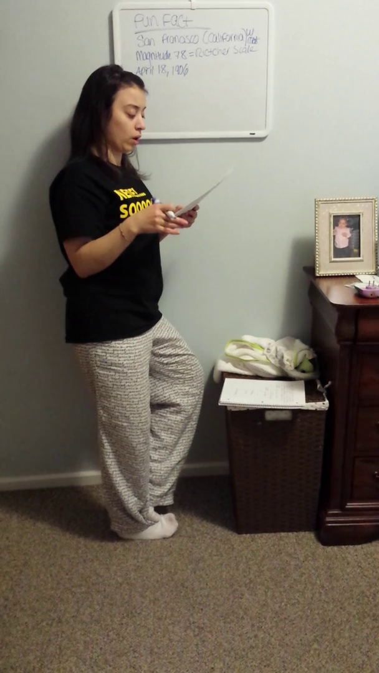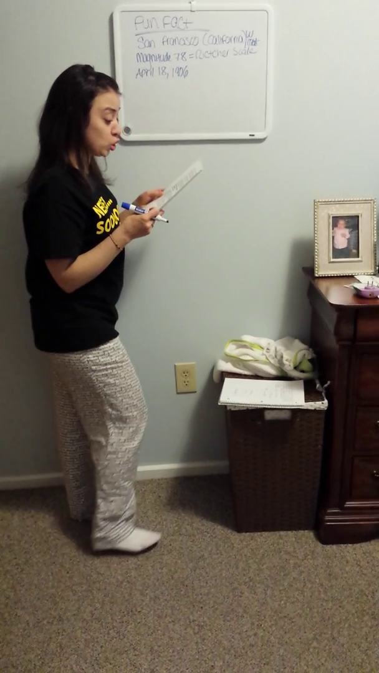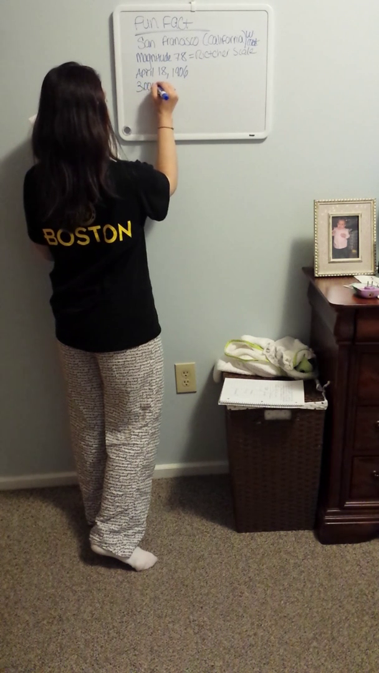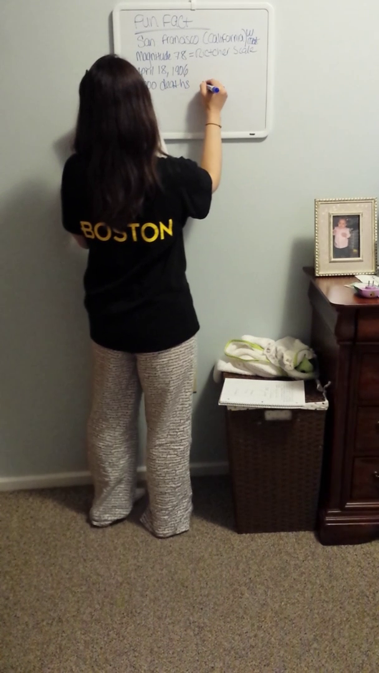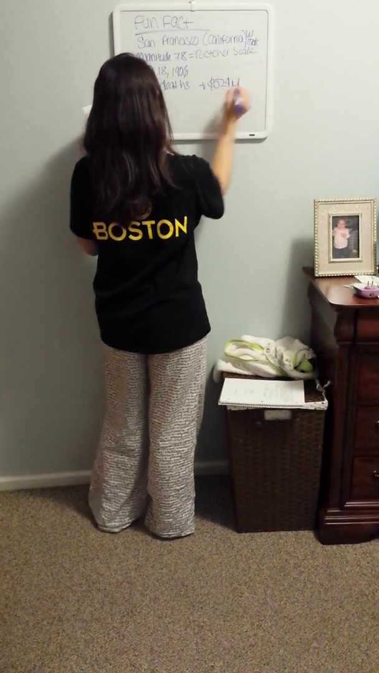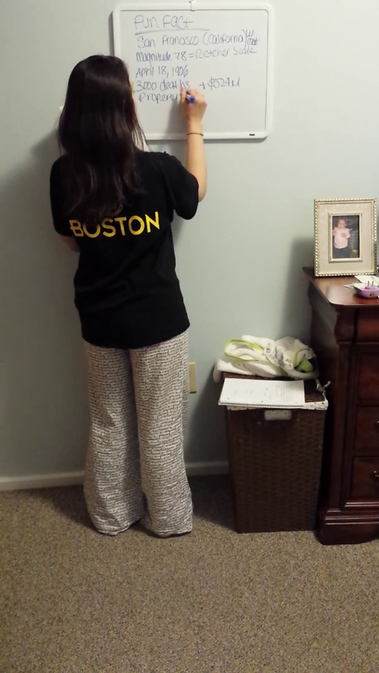So let's see what it says about it in the newspaper article. It says the earthquake and resulting fires caused an estimated 3,000 deaths and 524 million in property loss. So 3,000 in deaths and 524 million in property damage. That is a lot.